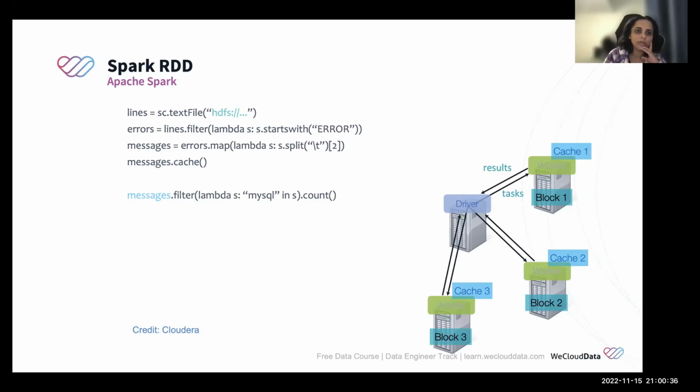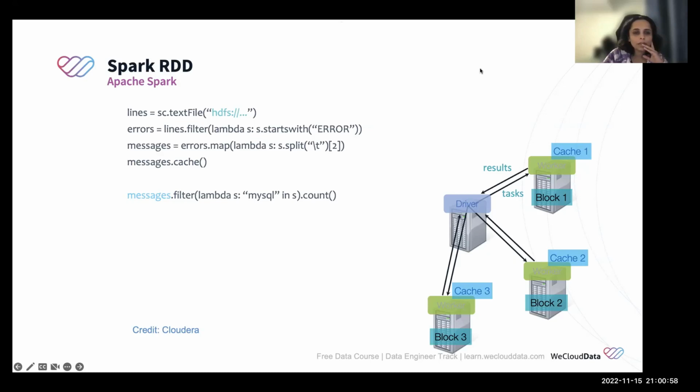You'll read it into a variable called lines, and then you will take this lines and apply a function. You see how I was just saying that Spark is functional. So you apply a function, you get something else, and then you apply another function on top of it. Here you get errors, and you say errors.map. You apply another function. So you keep applying functions. It's almost like a chain, right?